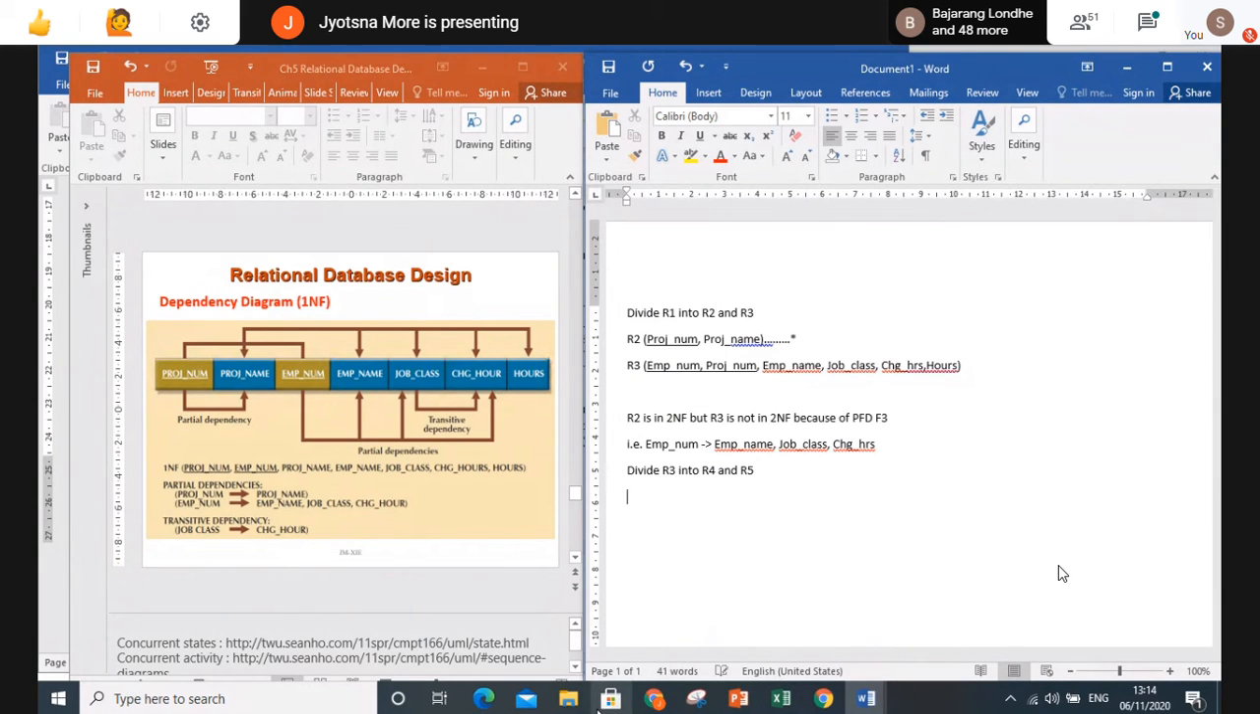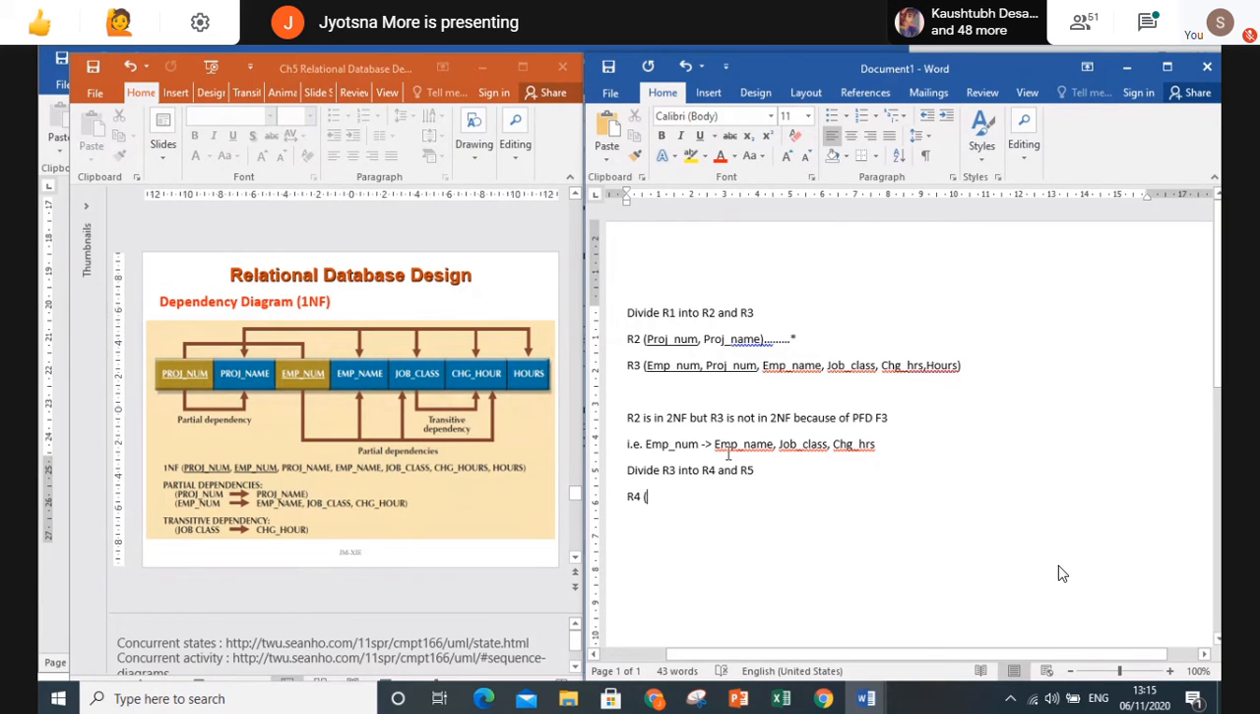So with that, we'll divide it further. What will be R4 now, anyone? I want answers from you people based on the way we did this. Who will give me R4? Nobody? Somebody on understanding? Ma'am, project number, EMP number determines hours, and R5 with the EMP number determines EMP name, job class, and charging hours. Correct, whatever answer she gave.